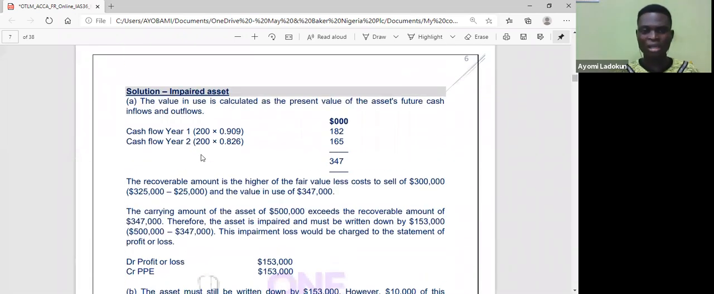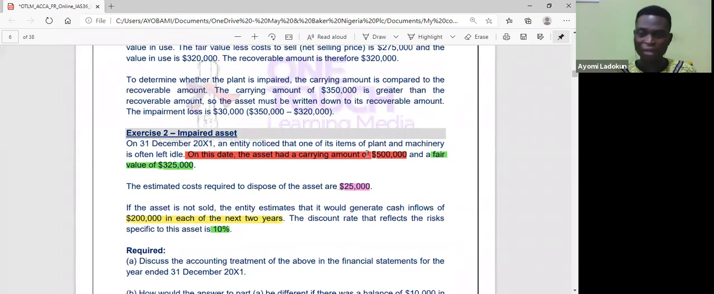Can you see the discounting? It gives me 347. When I compare 347 with 300, obviously 347 is higher. So that is my recoverable amount. I will now compare 347 with my 500. Can you see? The asset has suffered impairment. Why? The carrying amount is higher than the recoverable amount. So once the carrying amount is higher than the recoverable amount, you say the asset has suffered impairment.